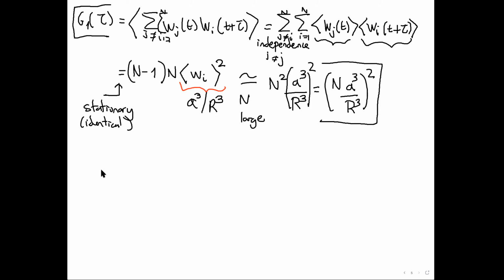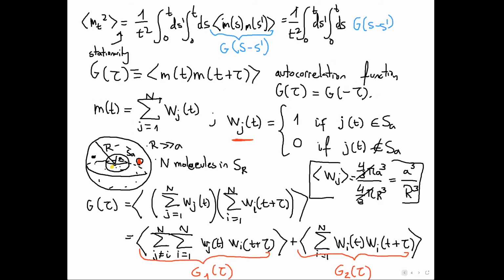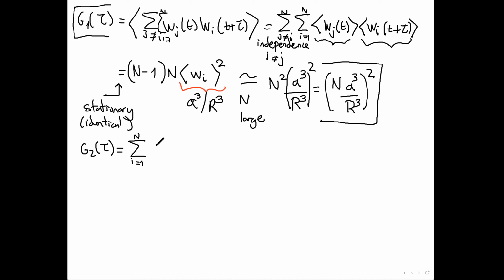So the second part, remember, G2 of tau, the definition was the following. I was summing i equals 1 to n, of Wi(t) Wi(t plus tau). Okay, and then I'm doing an average. So you have to think about this.